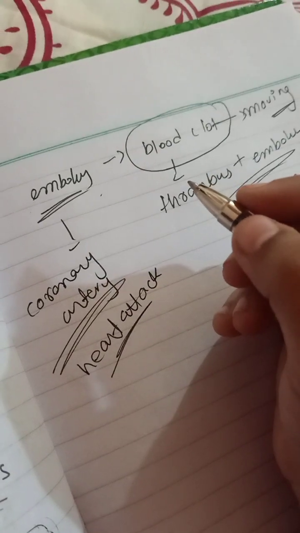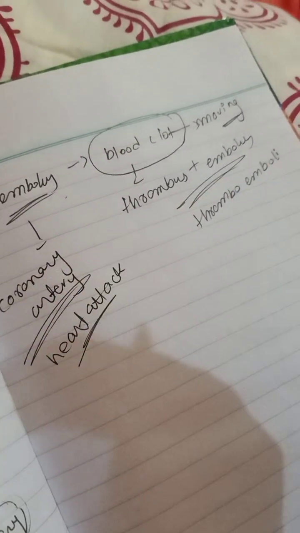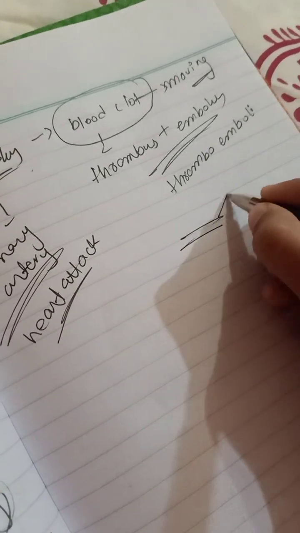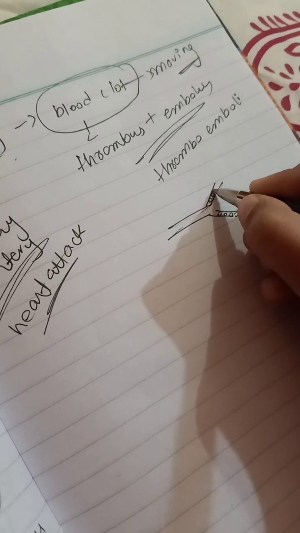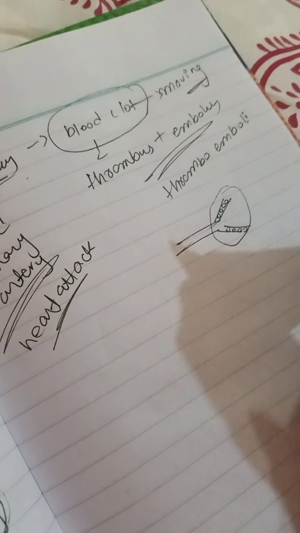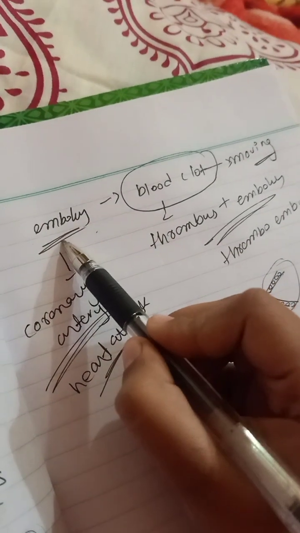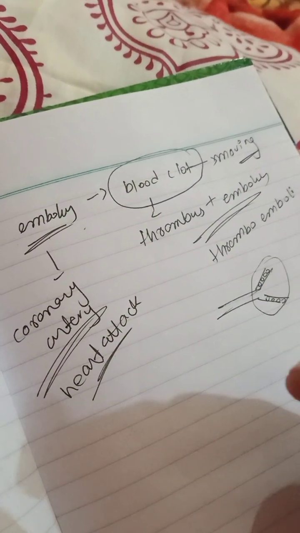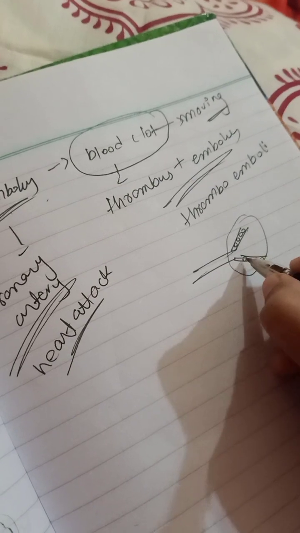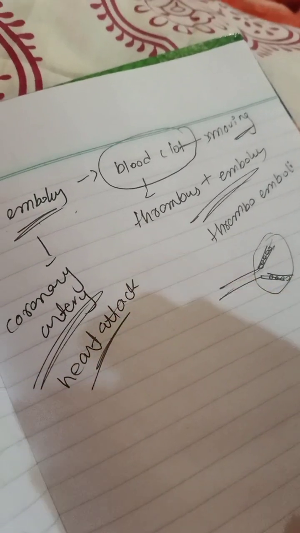It is dangerous where there are branches. For example, we have a vein and we have branches here. If there is a blood clot here, how will the blood move? They have a narrow lumen, so how will the blood move? So this is more critical than the thrombus. There is a blood clot, so the blood will not flow, it will get stuck, and the blood flow will decrease.